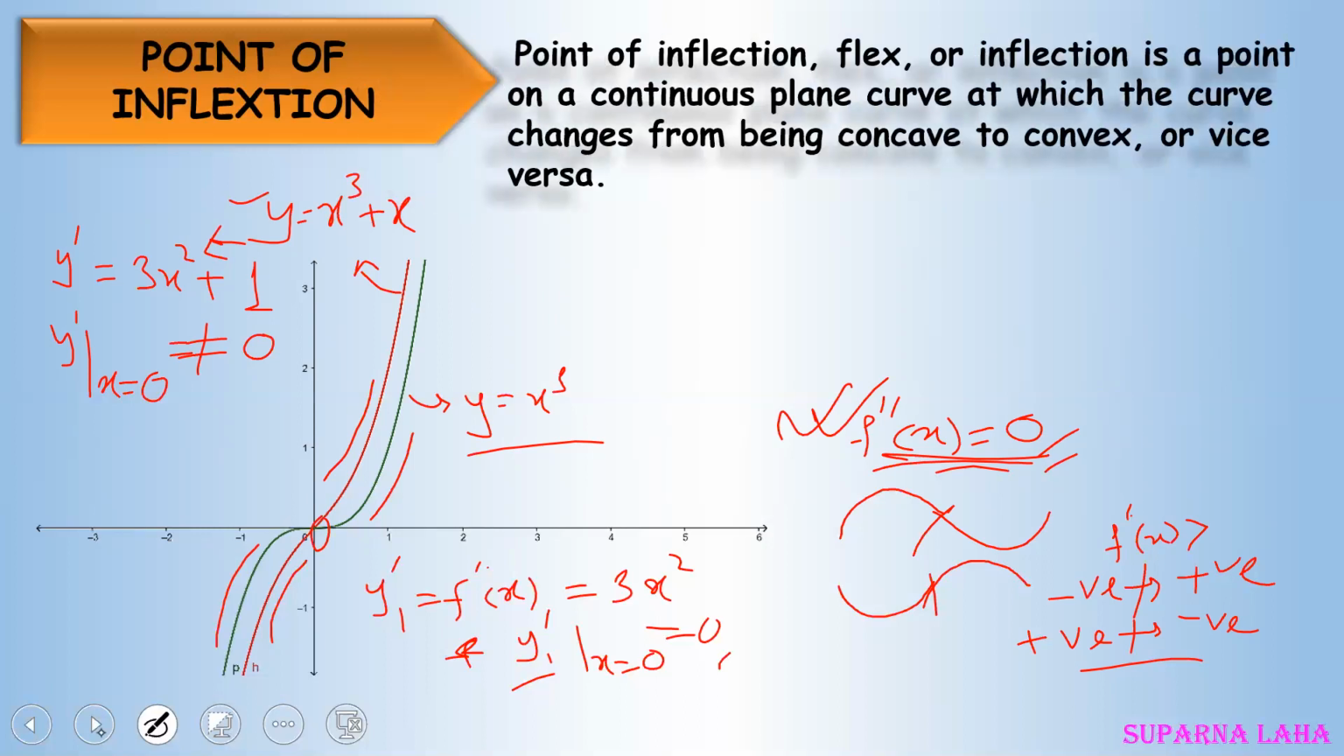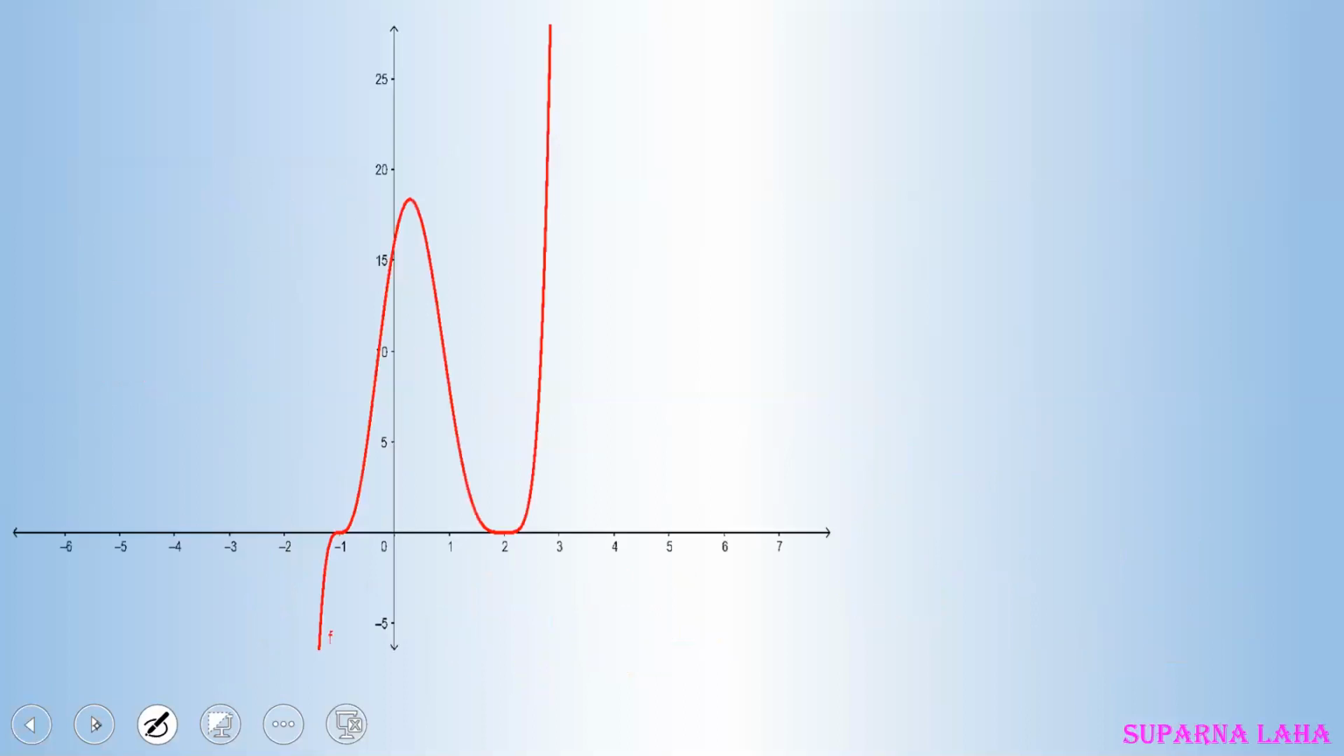So here is the definition. A point of inflection is a point on a continuous plane curve at which the curve changes from being concave to convex or convex to concave. So this is the definition of a point of inflection. So let's study these points in a single graph, so that it will be more clear.